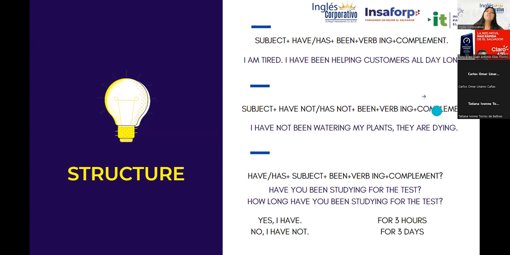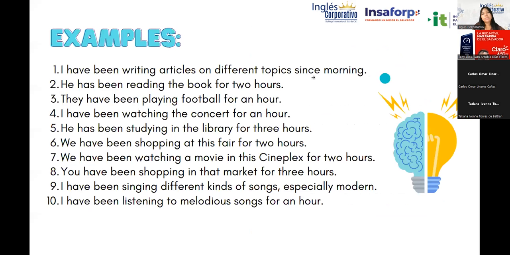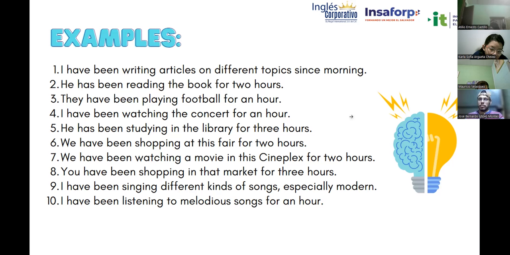So in this case, these terms help us to describe situations that started in the past, but they still have progress, right? They still have relation with our present. And we have some examples. So help us reading from 1 to 5, Aleida, and from 6 to 10. Can you please help us reading that information, Jose, from 5 to 10?